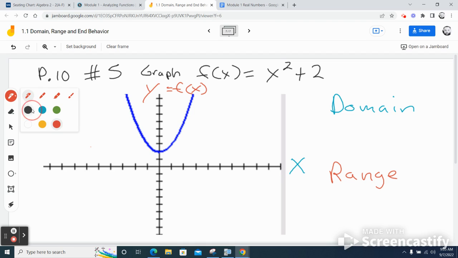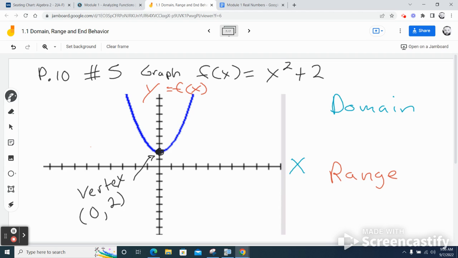And so we're going to talk about a couple of things. First of all, this point right here, I don't know if you guys remember, but does anybody remember the fancy word for that? Vertex, very good. That's called the vertex. And the vertex is located at (0, 2), right? And also remember that the x value goes in alphabetical order. It's x, comma, y, right?